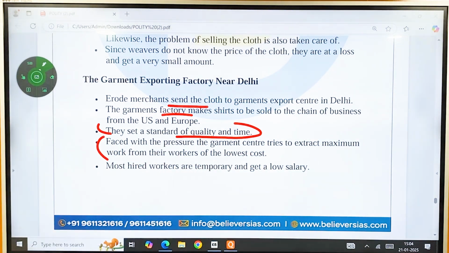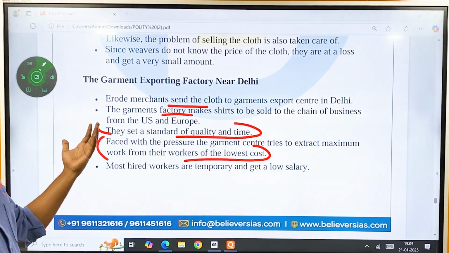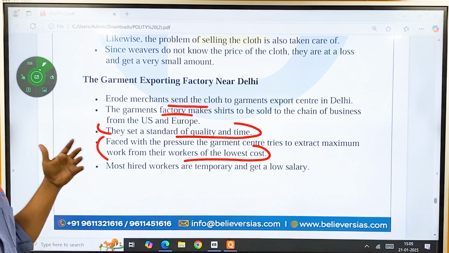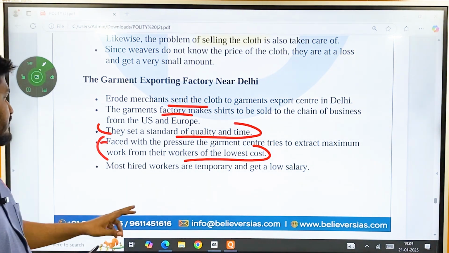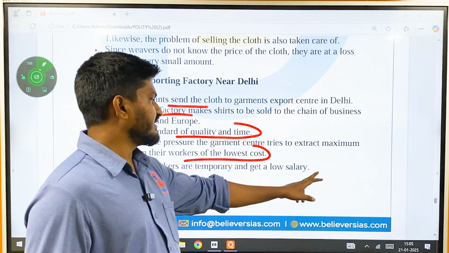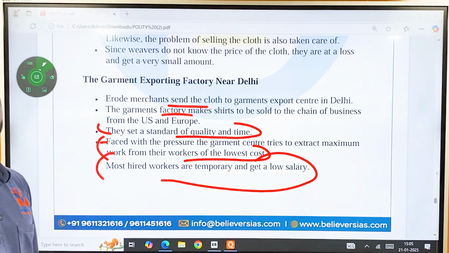Faced with this pressure, the garment center tries to extract maximum work from their workers at the lowest cost. Okay, since the factory has to export a certain amount to the foreign country, they have to work more. In order to get more work, they are not going to hire more workers. Instead, they are going to make fewer workers work more for less money only. So most hired workers are temporary and get a low salary. This is called overworking or exploitation of workers.